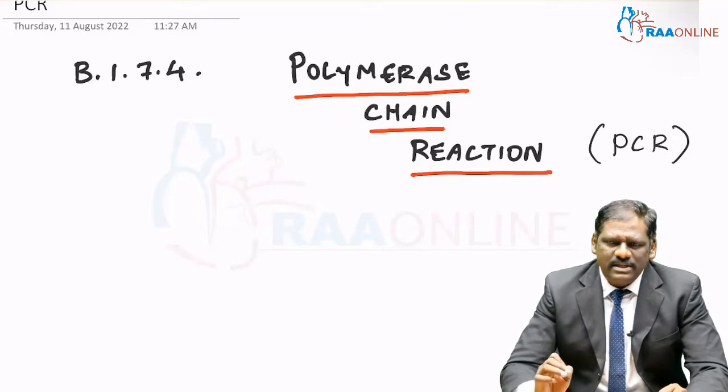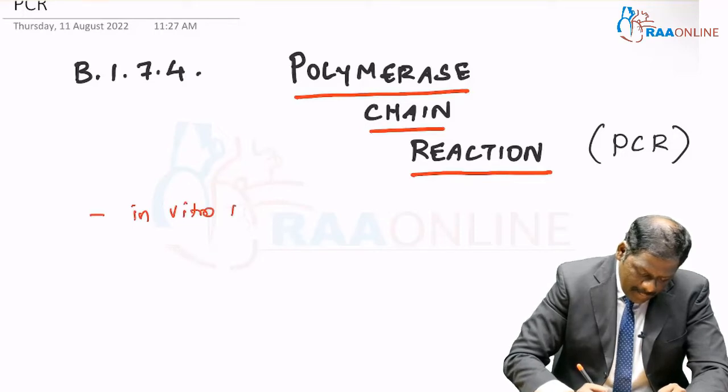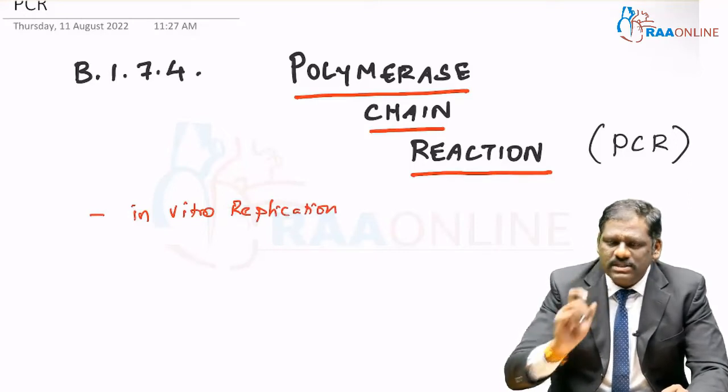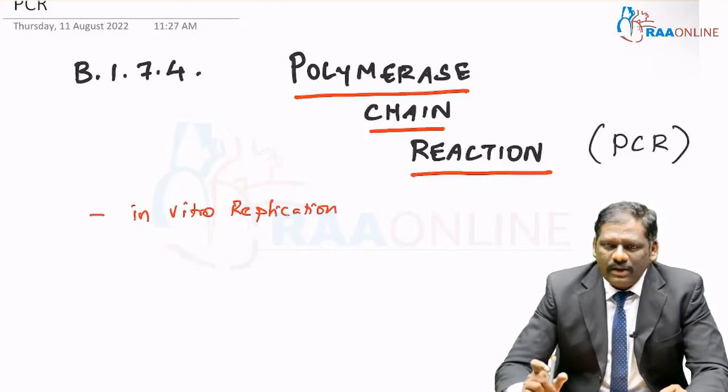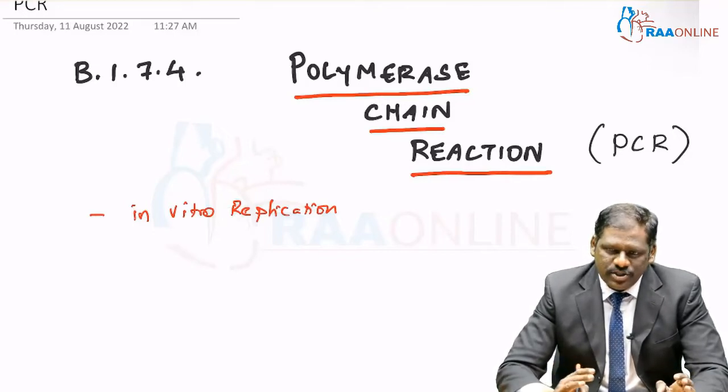So, what is polymerase chain reaction first? Any idea? This is nothing but an in vitro replication. In vitro replication means what? You are trying to replicate inside an instrument, that is, not inside a cell. This is done inside an instrument or a test tube. So this is an in vitro replication process, guys.